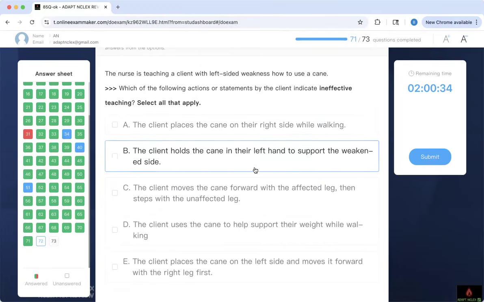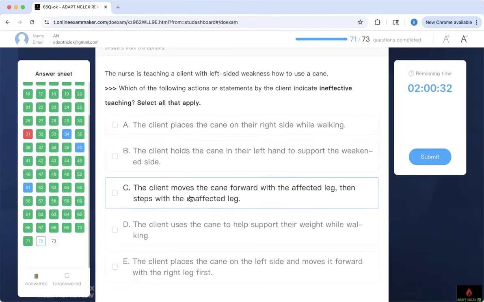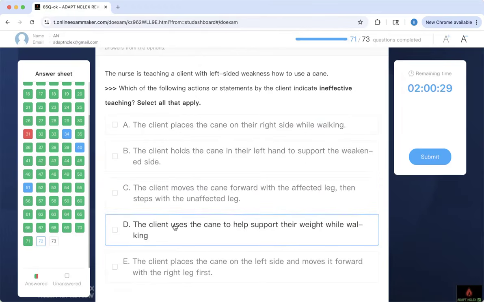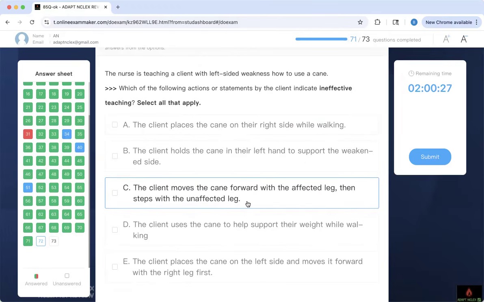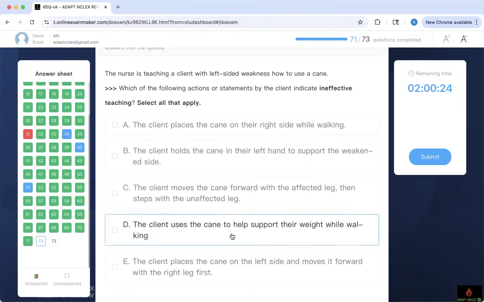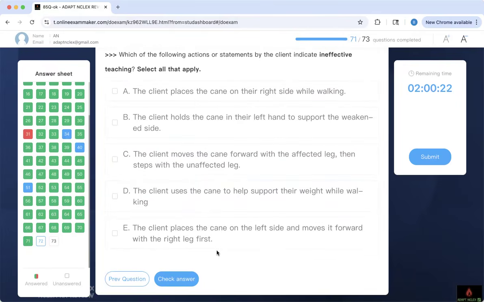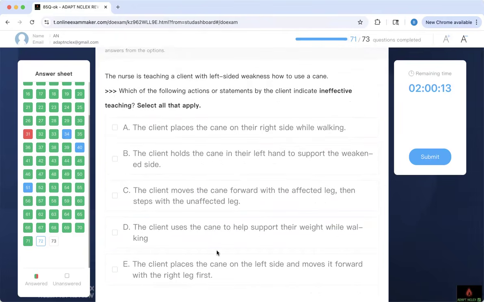The client holds the cane in the left hand to support the weakened side. The client moves the cane forward with the affected leg and then steps with the unaffected leg. The client uses the cane to help support their weight while walking. The client places the cane on the left side and moves it forward with the right leg first. This requires some critical thinking and common sense. Just know that I give you a cane not for the side that is weak. That's number one. Therefore, if you put it on the side that is weak, it is wrong.